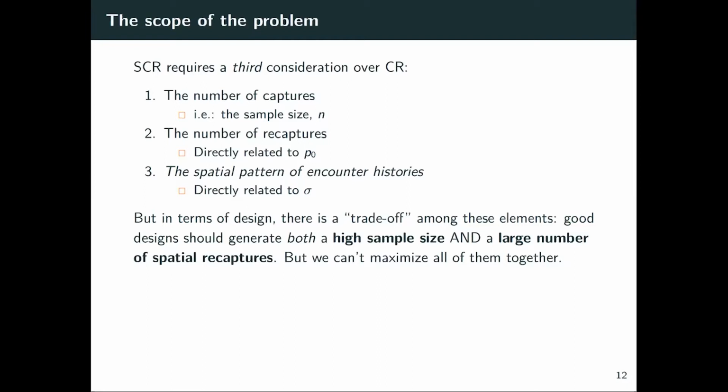So if you wanted to maximize for captures, you'd have to have your trapping array or grid fill out your entire state space. But if you want to maximize for spatial recaptures, that's a bit more of a constricting design. So you'd be sampling a smaller area, getting fewer individuals, but getting more spatial recaptures on those individuals. Again, assuming that you have a fixed number of traps. So we can't maximize all of these things together, but we can think about these as objectives going into our study.